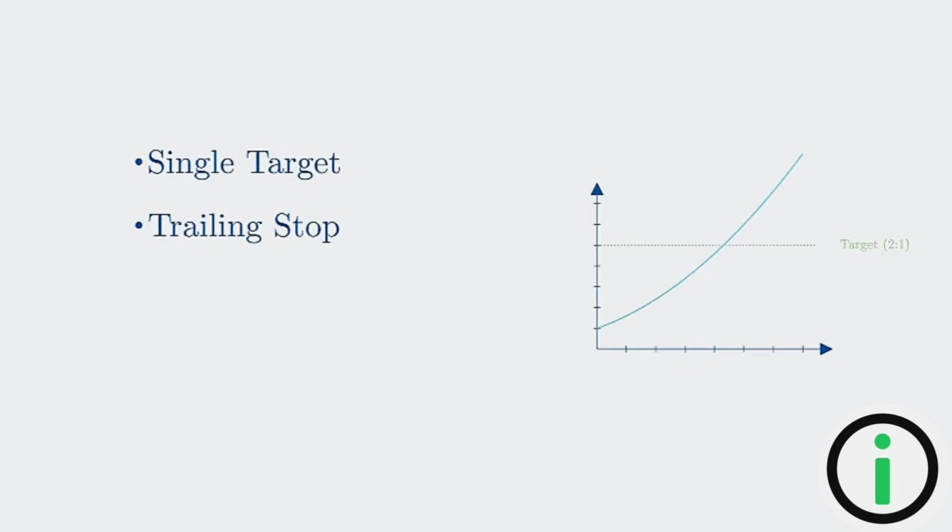Now, how do you exit for a profit? You have 2 main philosophies: single target and trailing stop. With a single target, you have a higher realized win rate, but you might miss out on a massive runner. With a trailing stop, you use a method like the average true range, or ATR, to move your stop up as the price moves in your favor. This catches big trends, but often results in getting stopped out during minor pullbacks.